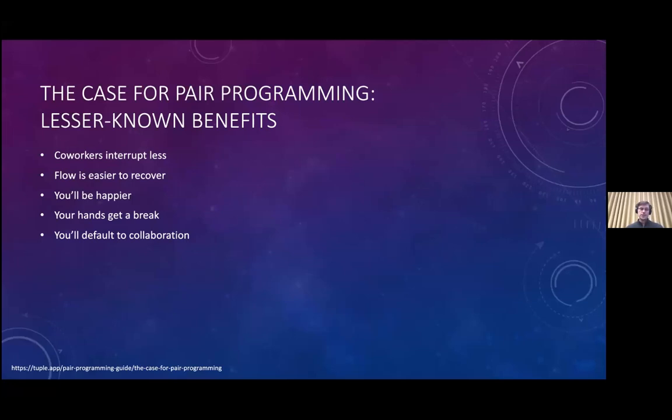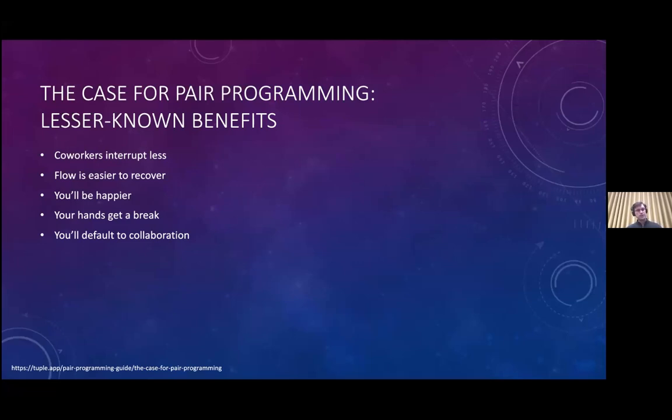RSI is a big deal. There are many people who have repetitive stress injuries or who eventually develop repetitive stress injuries from programming. And if you're pair programming, you're only typing half as much, maybe a little bit more, but about half as much. And less typing is better for RSI. So that's another thing to consider.